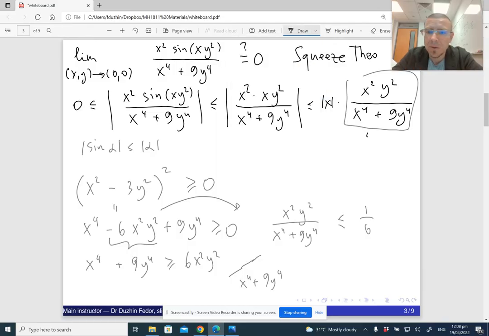So this thing is less than or equal to 1 over 6, so the whole thing is less than or equal to absolute value of x divided by 6. Now, as x and y go to 0, 0 approaches 0, and this thing approaches 0. So by the squeeze theorem, the limit is 0.